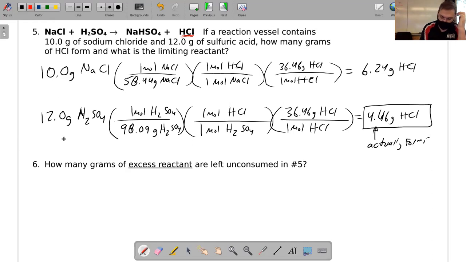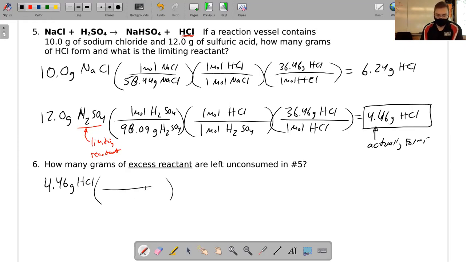That makes H2SO4 the limiting reactant, and how much excess reactant is not consumed. So just like in the last example, this mass of HCl that's actually made, you can convert into the mass of sodium chloride that's needed. So once again, you can take this mass that's actually made, 4.46 grams of HCl, and convert it into a mass of sodium chloride. That'll tell you how much sodium chloride was needed to produce this HCl, and it also helps you predict how much was left over.